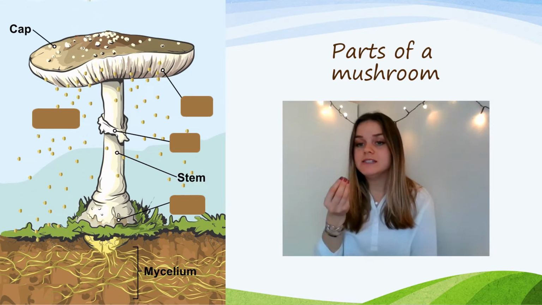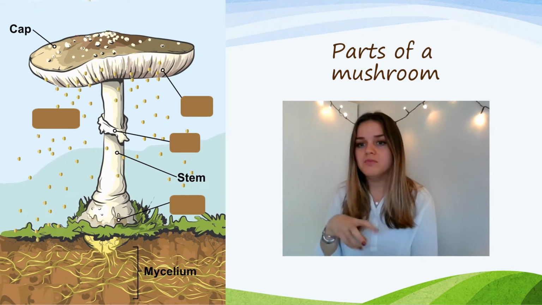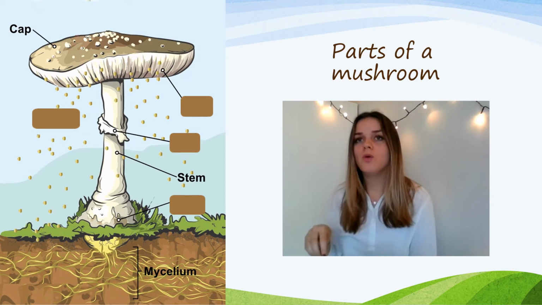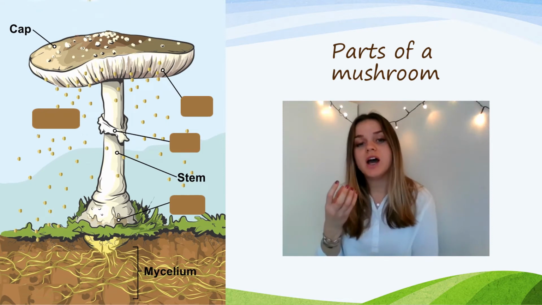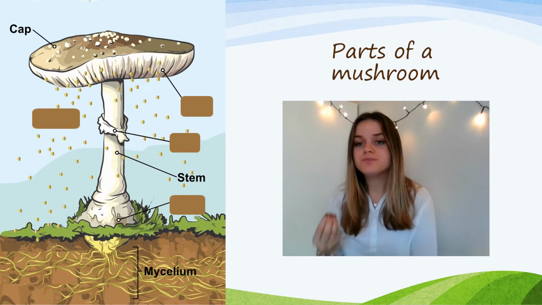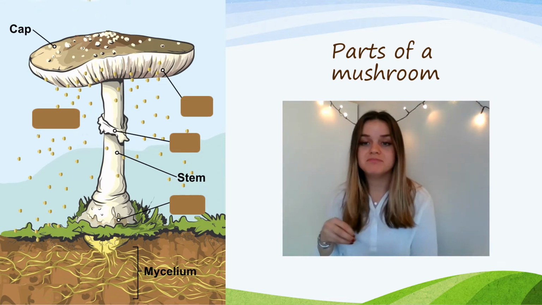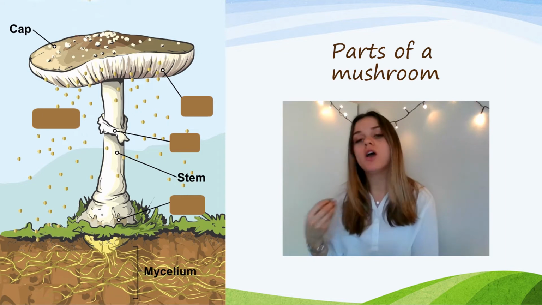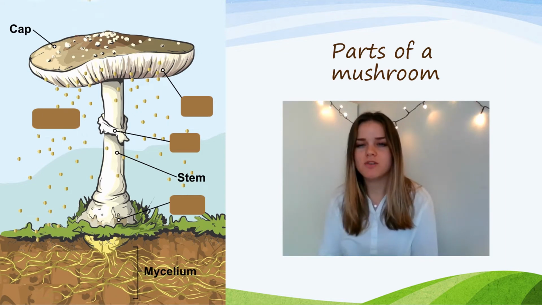Mycelium releases an enzyme into the soil and into surrounding leaves or dead trees, anything that it has around it, and it will start to break down all of these organic materials around it so that the mushroom can take in all of the nutrients from these dead or dying organisms around them.